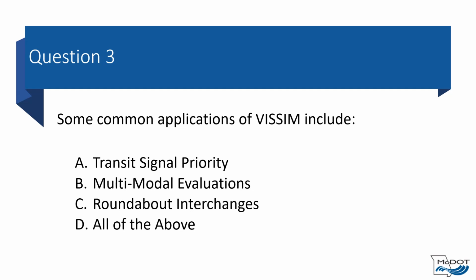Question 3. Some common applications of Vissim include A, transit signal priority, B, multimodal evaluations, C, roundabout interchanges, or D, all of the above. The correct answer is D, all of the above.